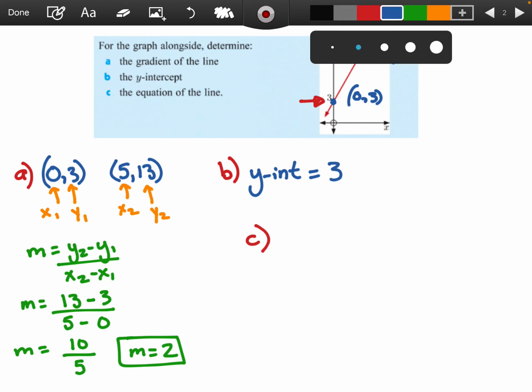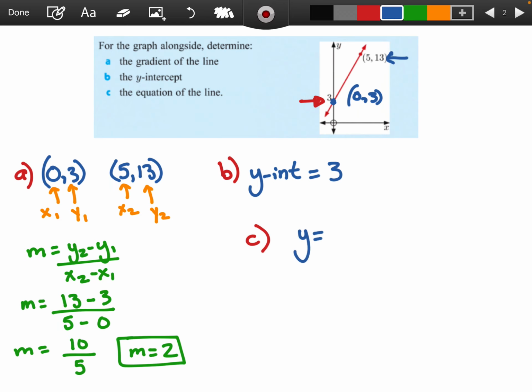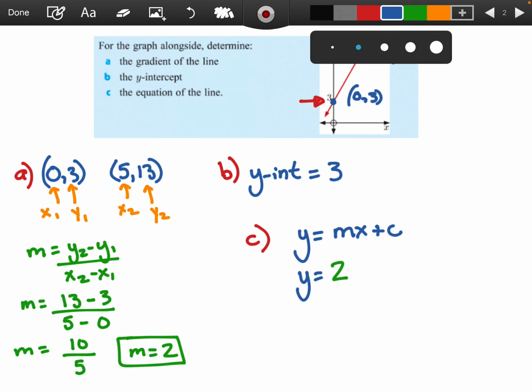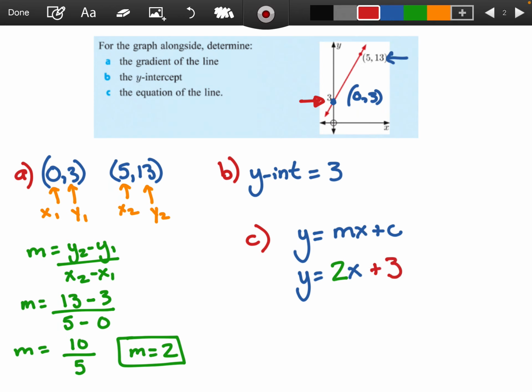And then the third part of this question is asking us to figure out the equation of the line. So if you recall, equations of lines are written in slope-intercept form. Y equals mx plus c. M is the slope. So we figured out the slope in part 1. That was 2. X remains as part of the equation. And then our y-intercept replaces c. So we've got plus 3. And that is the equation of our line.